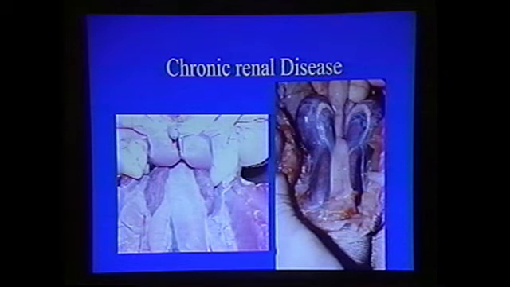This is an iguana with advanced chronic renal disease in which the kidneys, particularly the anterior poles of the kidneys, are markedly enlarged and associated with obstruction and impingement on the distal colon. These animals often present with constipation.